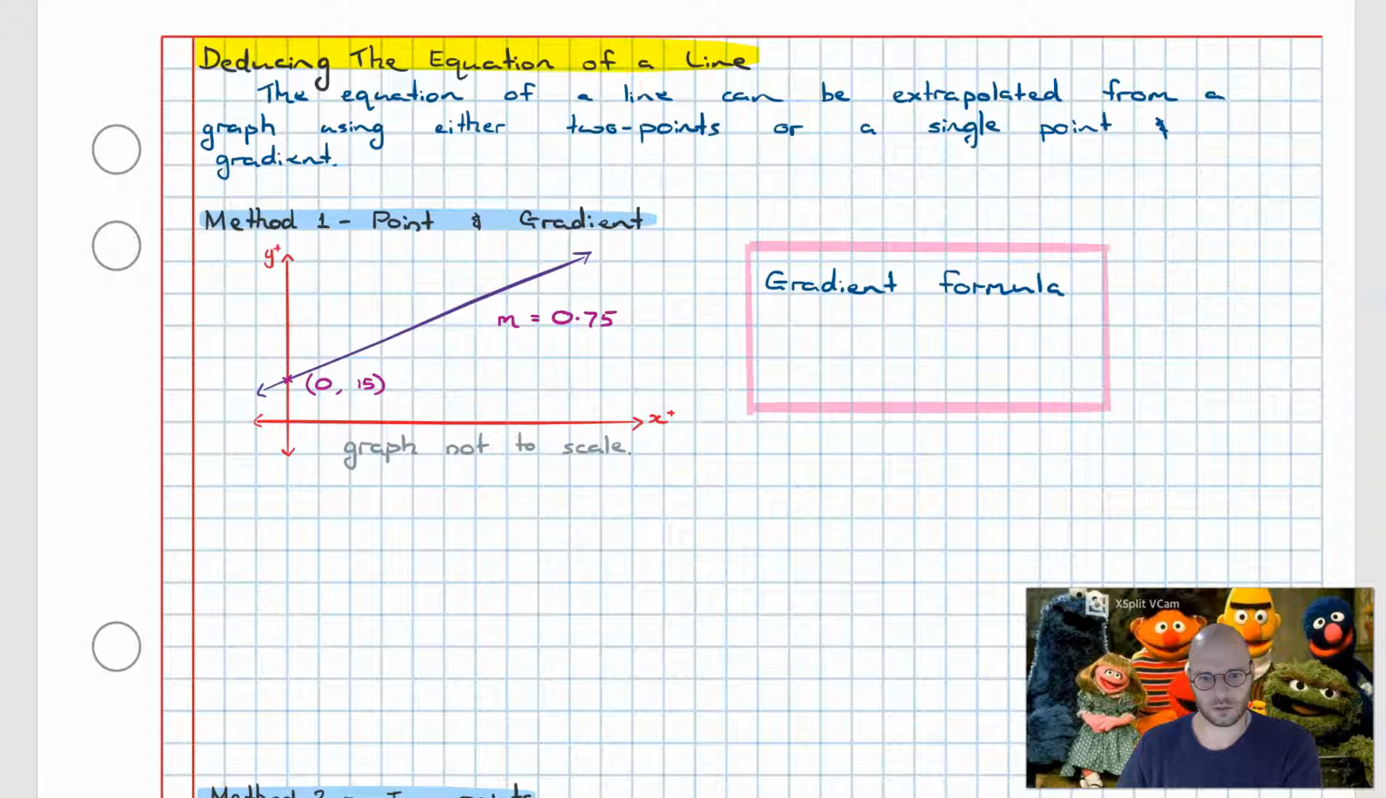Welcome to this video on the topic of linear functions. In this video, we're going to have a look at how we can deduce the equation of a line.